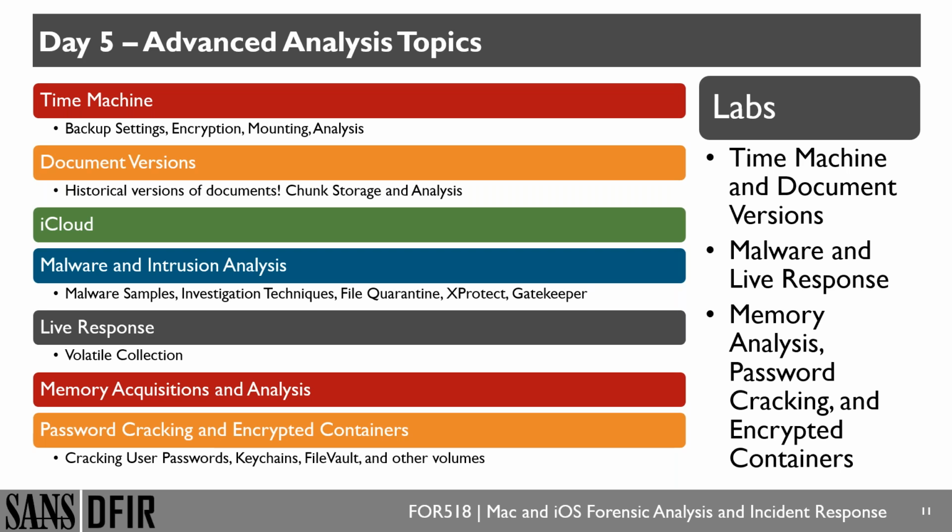Then we move to document versions. This is basically Time Machine on a per document level. So it's got a lot of weird storage stuff. You see chunk storage in there. It is being stored on the file system itself, but it is an interesting feature to look at if you've never looked at it before. But having historical versions of documents can be extremely useful from an investigative standpoint.